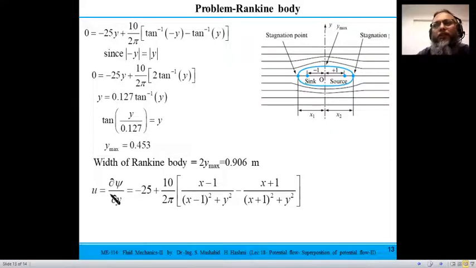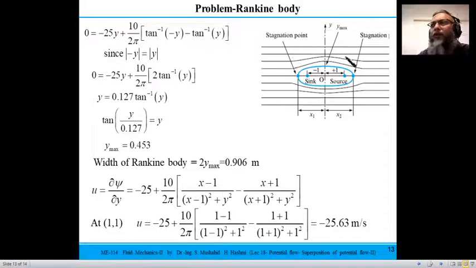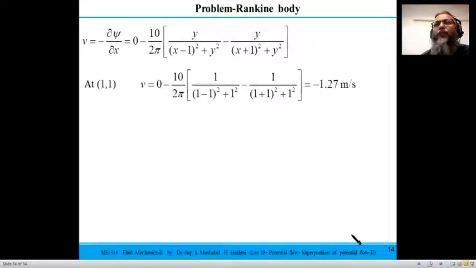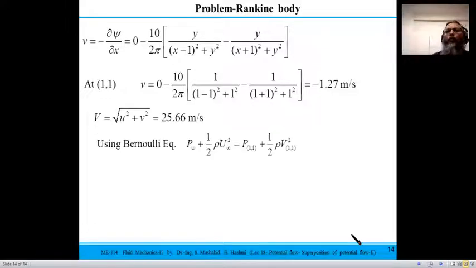The velocity distribution is simple, because as you know the velocity component, what I have to calculate is at some point 1, because that is the point where I have to calculate the pressure difference. I need the velocity at that point as well. So the velocity component at 1 would be just substituting x and y1 here. That comes out to be minus 25.63 meters per second. Similarly, I can work out the velocity component in the y direction. At this point, it comes out to be minus 1.27 meters per second. I can easily calculate the resultant at point 1.